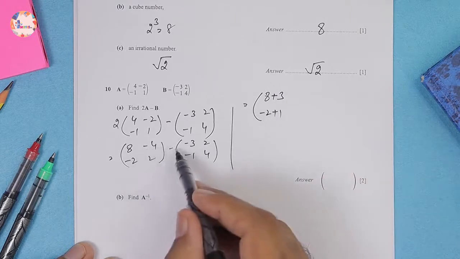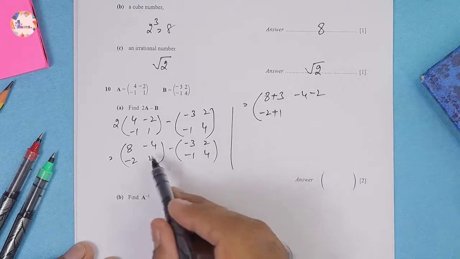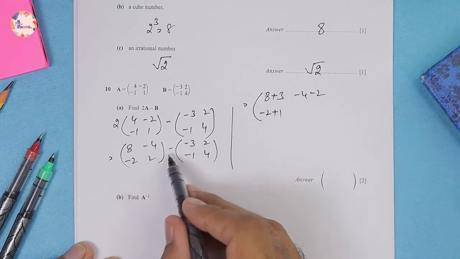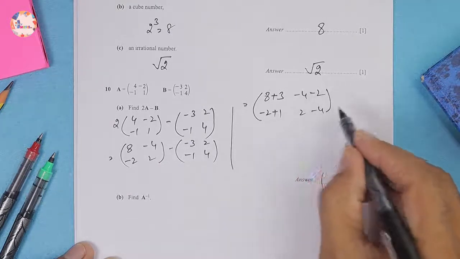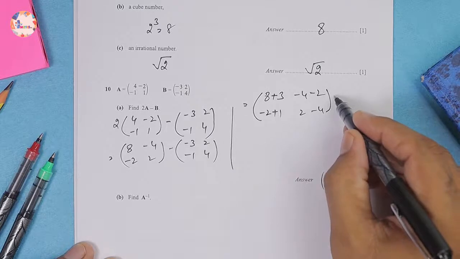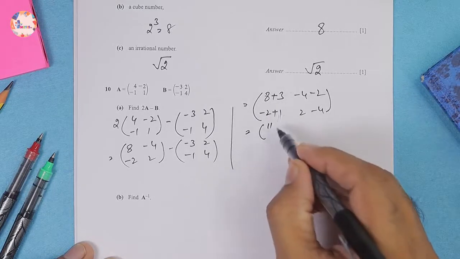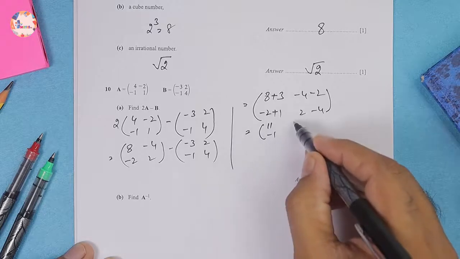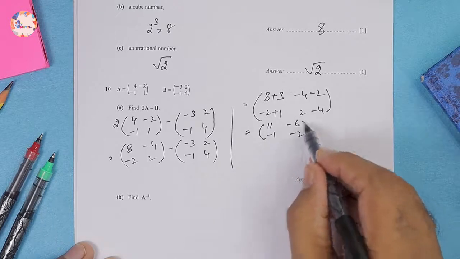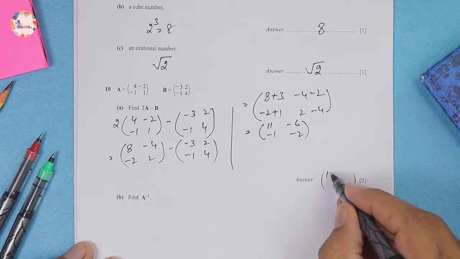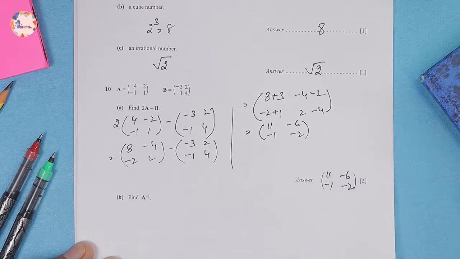Now we can combine these two, and this will be 8 minus minus 3, so it will be plus 3, then minus 2 minus minus 1, so it will be minus 2 plus 1. Similarly minus 4 minus 2, and minus 2 minus 4. So our answer will be 8 plus 3, which is 11, then minus 1, minus 6, and minus 2. This will be our final answer, which we can copy over here.